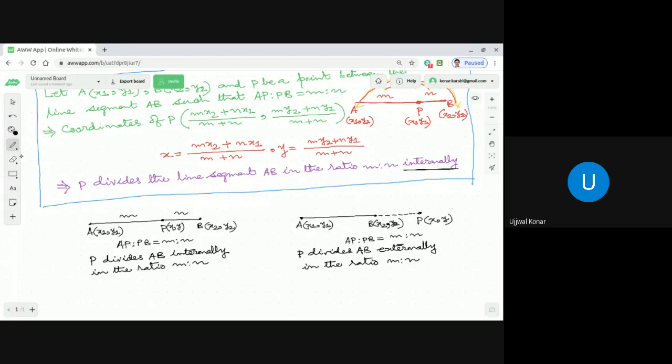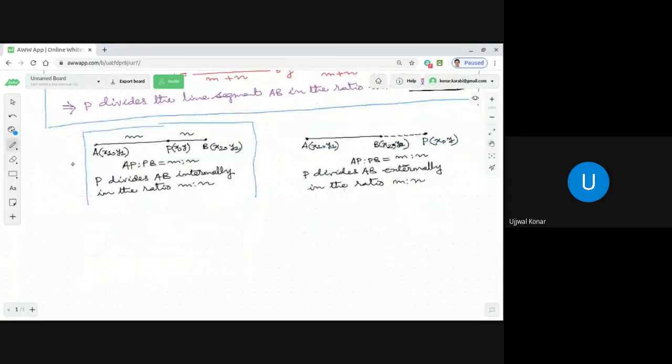But dear students, what we discussed today about the coordinate of the point P when it is dividing internally, in a similar way we can find the formula for the external division also. For the sake of completeness, I can write that we found the coordinate of the point P is m into x2 plus n into x1 divided by m plus n, comma, m into y2 plus n into y1 divided by m plus n.